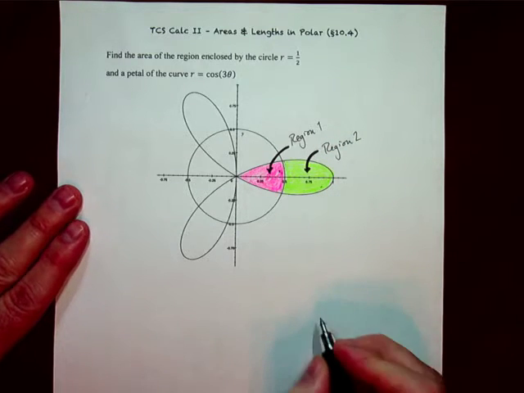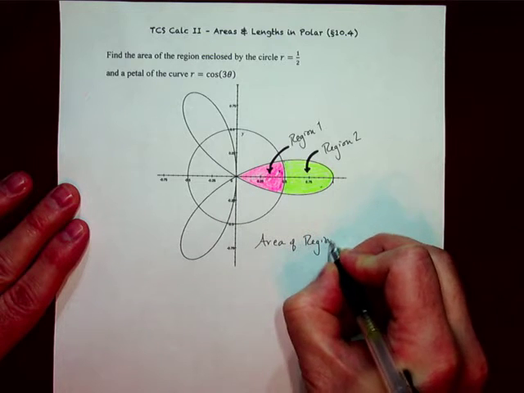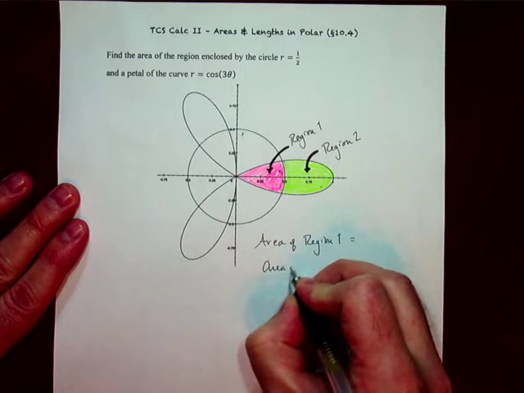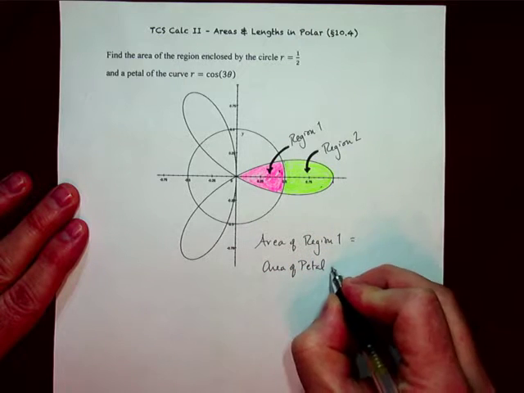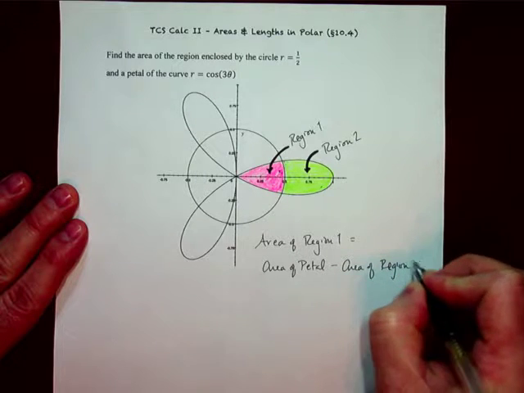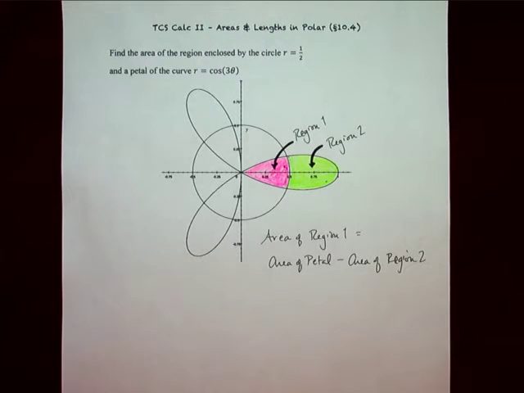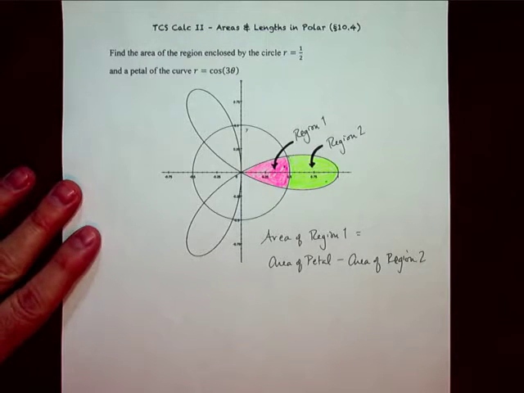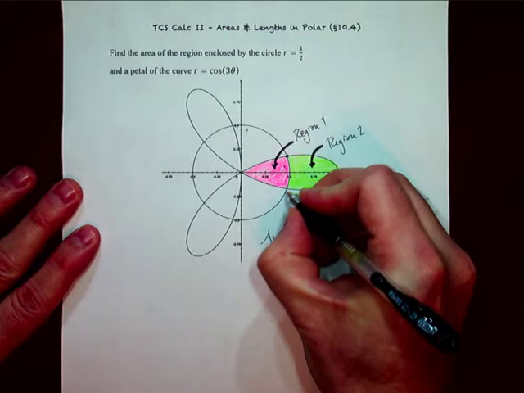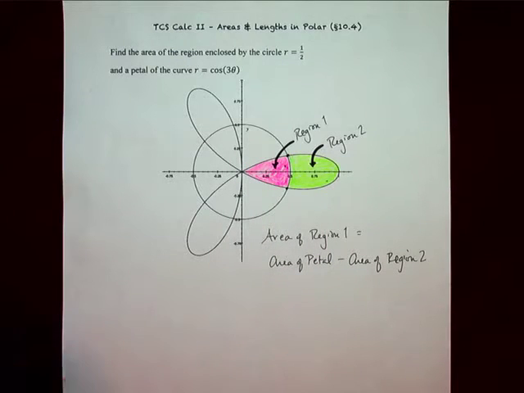The area of region 1 is the area of the petal, like of the entire petal, minus the area of region 2, okay? And that's how we're going to go about finding this particular area. I'll show you another way to do it here before long, but the first thing we need to do, of course, is find those points of intersection, right? The points of intersection here and the points of intersection here. Now you should know the limits of integration of the entire petal, but we'll get back to that, okay?